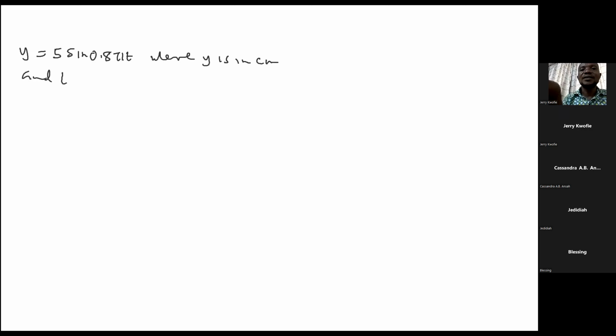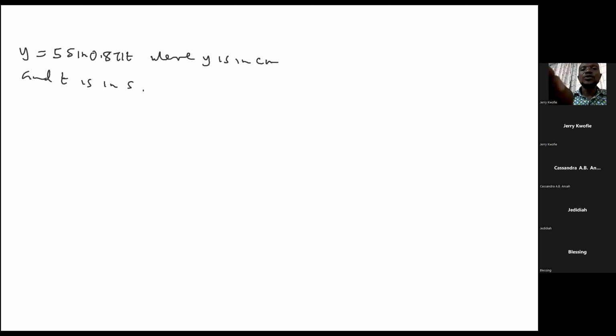Yes, go ahead. The question says that a particle is moving in simple harmonic motion such that its displacement y from the equilibrium position at time t is given by y is equal to 5 sine 0.8 pi t, where y is in centimeters and t is in seconds. Find, one, the amplitude.